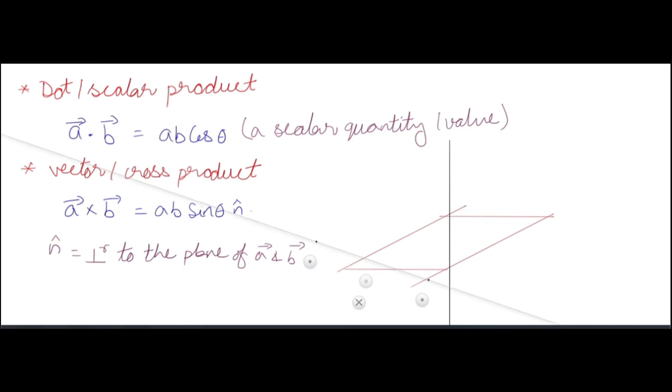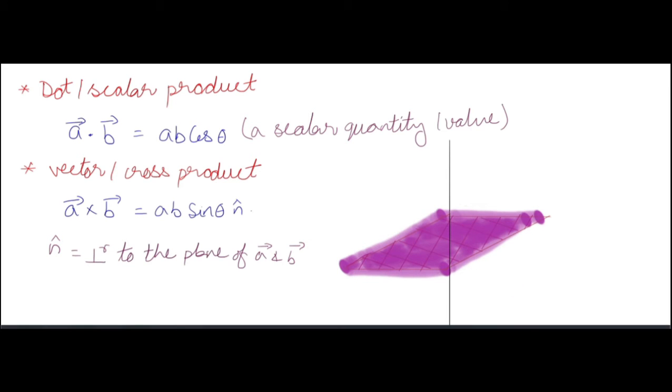Now we have the vector or cross product. The cross product will give a vector as the resultant, which will be perpendicular to the plane of a and b. So a cross b is equal to ab sin theta n cap, where n cap is the unit vector along the direction perpendicular to the plane of a and b. So ab sin theta is the magnitude of the resultant vector and n cap is the direction of the resultant vector.